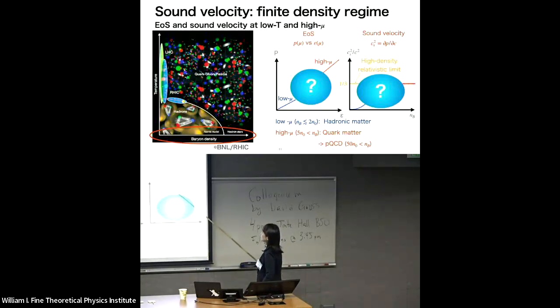And this is the expected plot of the sound velocity. At low density, it grows up from 0. And in the ultra high density region, it approaches 1/3 again. This is the value of the relativistic limit. But the problem is what is happening in the middle range of density.